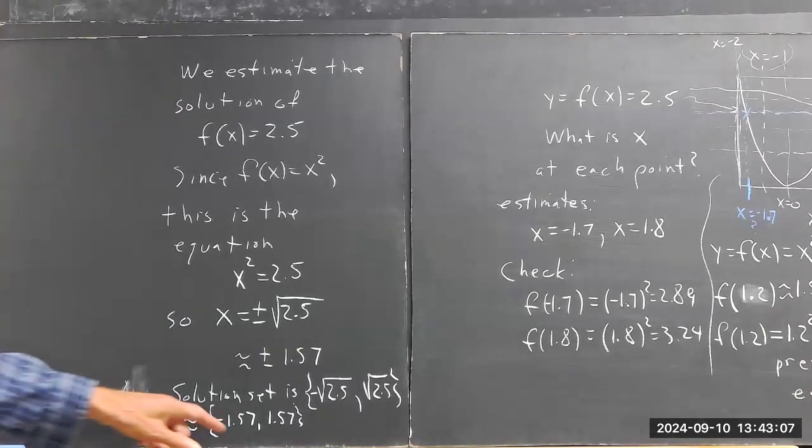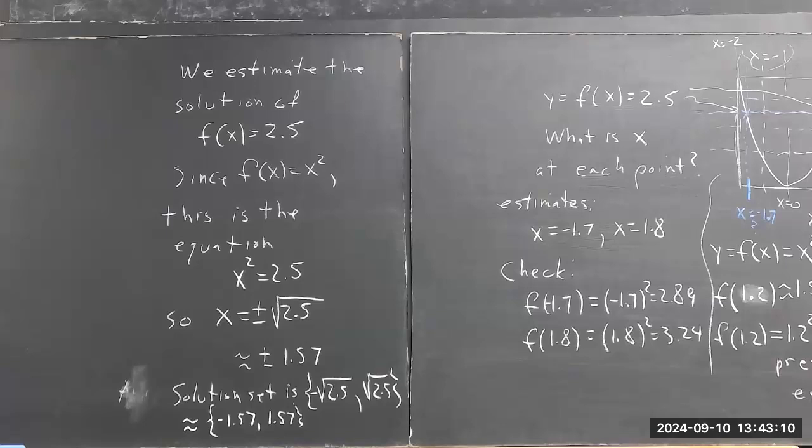And take your calculator and square 1.57. I think it's going to come up pretty close to 2.5. I think maybe just a little less than 2.5. Square 1.58, I think maybe a little more than 2.5. They'll be in that range somewhere. Okay. So we got a rule here.